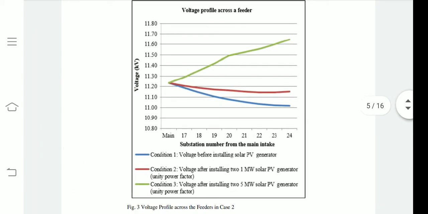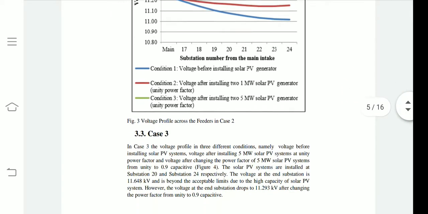Here, this figure represents the voltage profile across the feeder in case 2. Here also the y-axis represents voltage in kilovolts, and the x-axis represents substation number from the main intake. Here the blue color represents voltage before installing a solar PV generator. The red color represents voltage after installing two 1 megawatt solar PV generators and the green line represents voltage after installing two 5 megawatt solar PV generators.